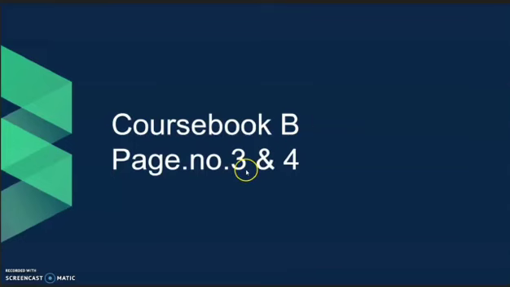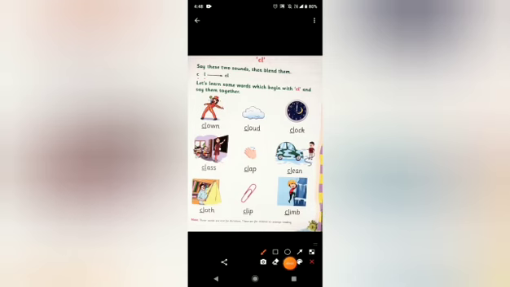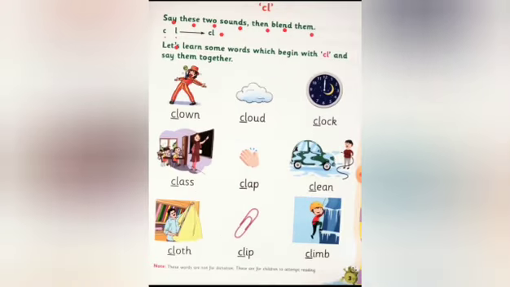Open course book page number 3. Write date here. Say these two sounds, then blend them. K, L, cl. Let's learn some words which begin with cl and say them together.